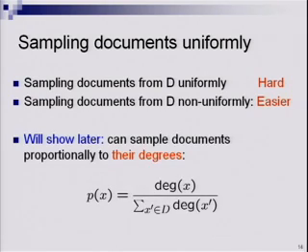Okay? Actually, we will show that we can sample documents proportionally to their degree. So this is a non-uniform distribution. It's biased. Documents that have high degree will have high probability to be selected. Documents with low degree will have low probability. The probability to be selected is exactly the degree of the document over the sum of the degrees of all documents in the corpus. So I'll show you in a few slides how we can sample documents from D according to this distribution rather than the uniform one.